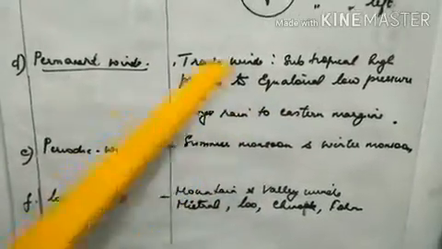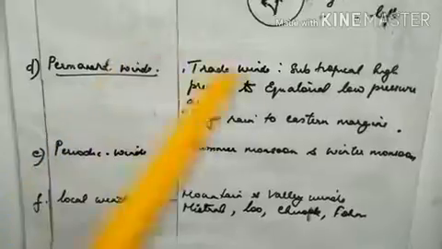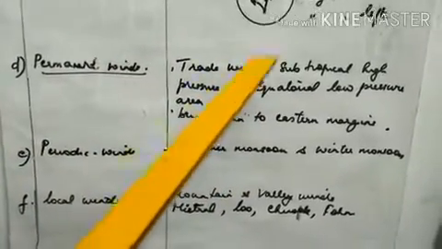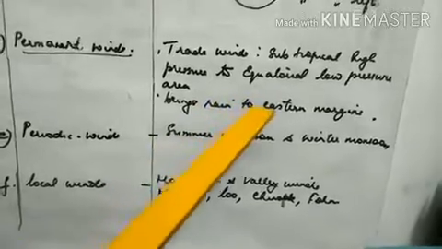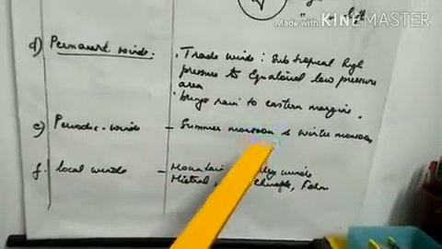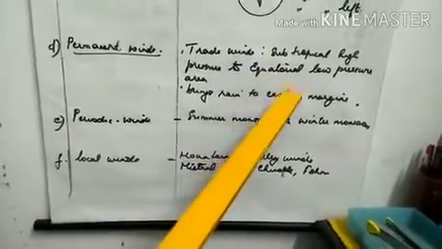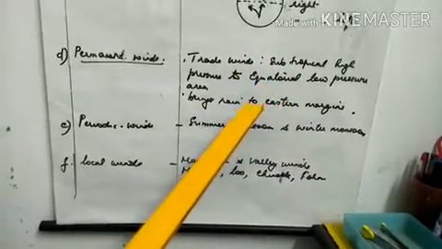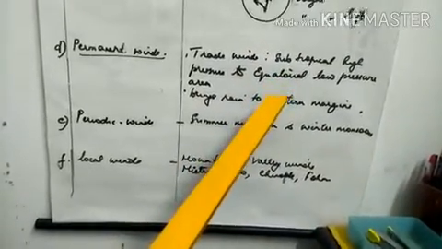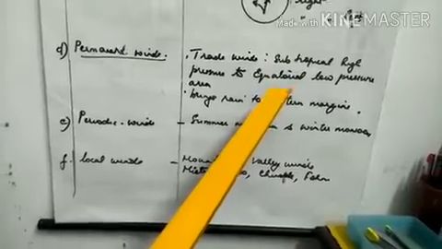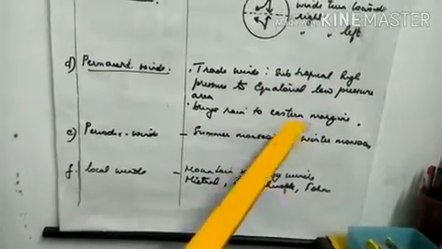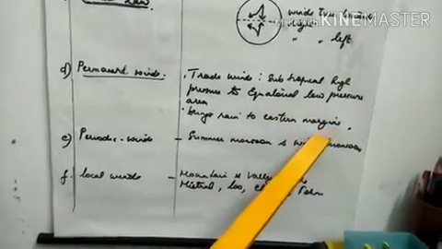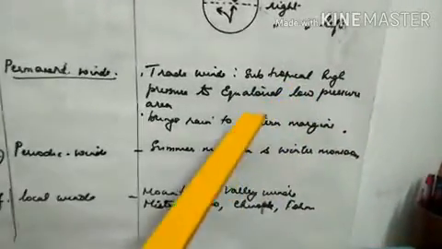There are trade winds, westerlies, etc. But today we are going to study only trade winds, because only that is given for you in the syllabus for this year. The other winds have been omitted. These winds blow from the subtropical high pressure belt towards the equator. The trade winds are deflected to the right of their path in the northern hemisphere and to the left of their path in the southern hemisphere. They bring rains to the eastern margins. So this is what is known about trade winds.